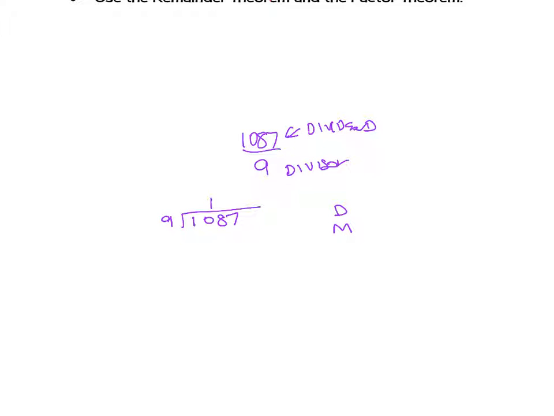The next step is we multiply. 1 times 9 is 9. The very next step we do is subtract. So notice there are no signs here. We're subtracting. Then 10 minus 9 is 1. Then the next step we do is to bring down the 8. So then you start all over again. So 9 goes into 18, 2 times. 9 times 2 is 18. You subtract, and then you bring down the 7. And so this 7 here is our remainder.